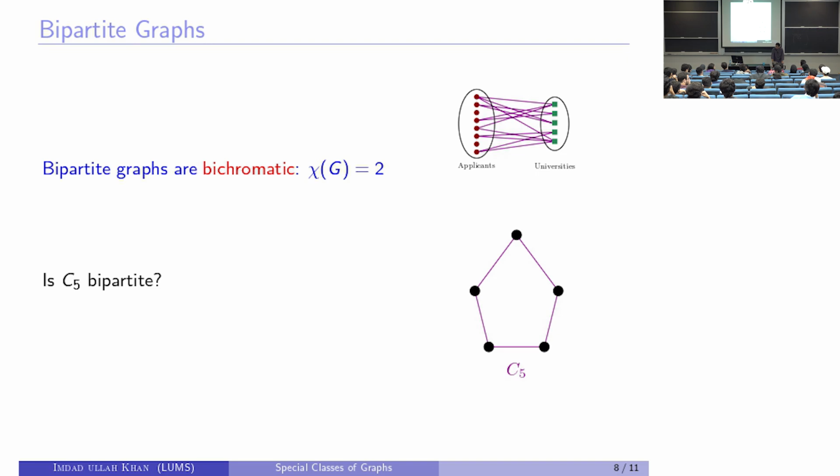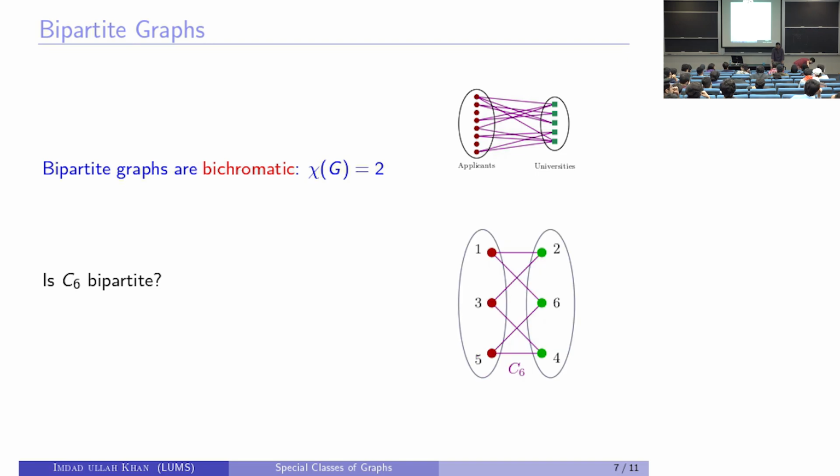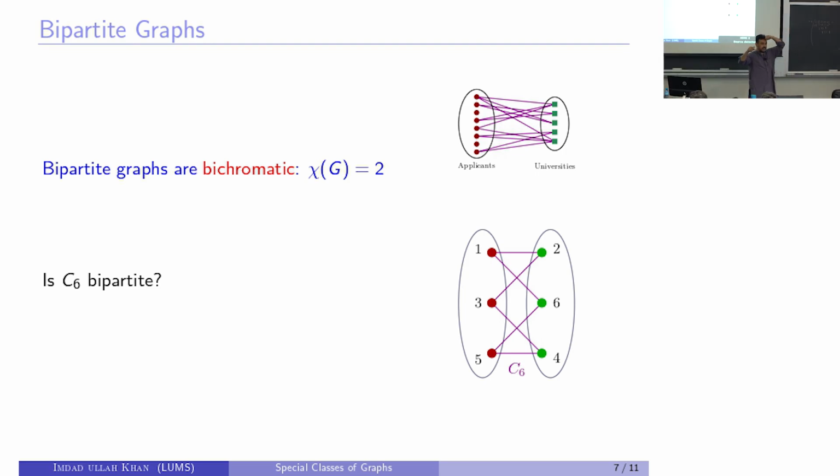So color 1 red. If 1 is red, what must be the color of 2? Green. And what must be the color of 3 then? Okay. What must be the color of 4? Green. And then the color of 5? Red. What was 1? Right? So now there will be this conflict, right? You cannot color C5 with two colors.